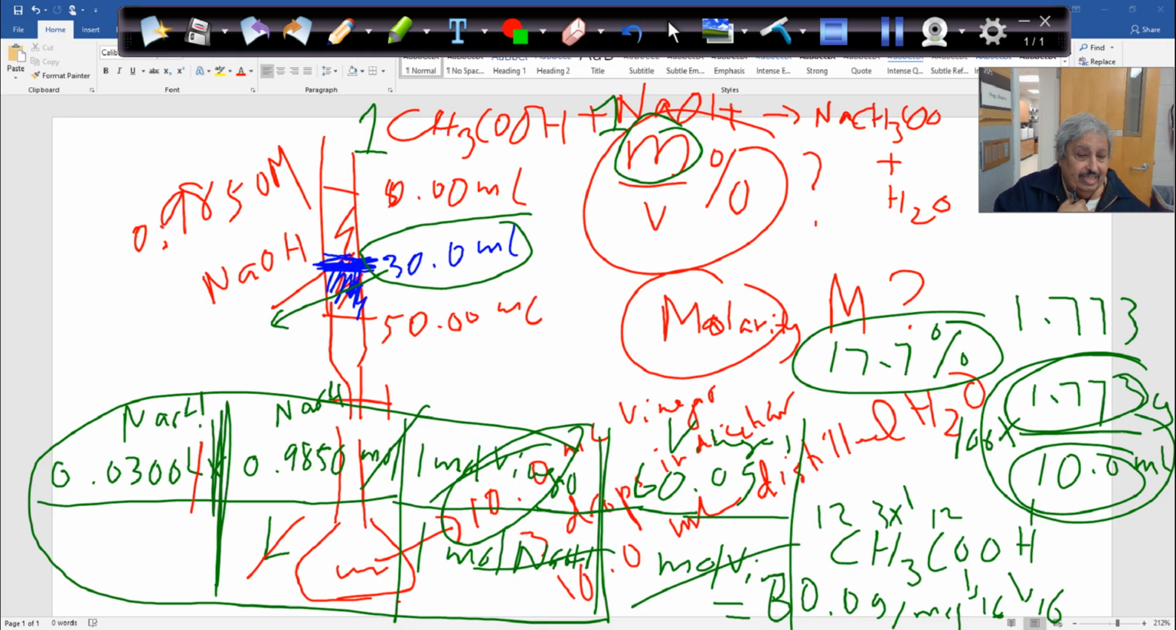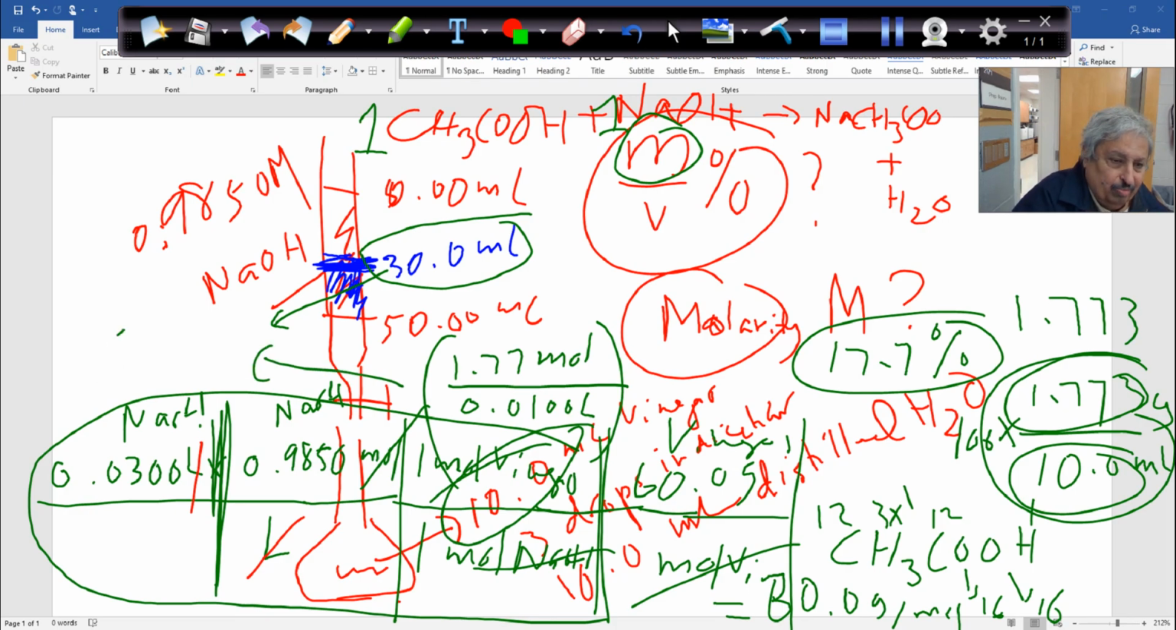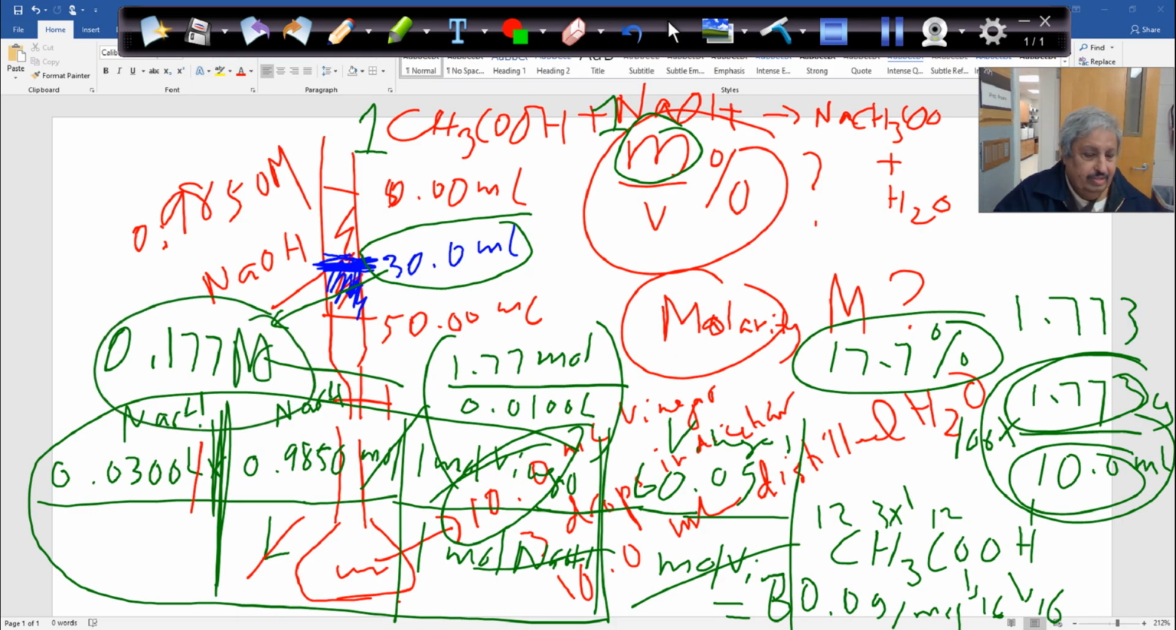This is the moles, correct? That's the moles of vinegar. Then you divide the moles, which is 1.77, by liter. The 10 mL converted into liters, 0.0100 liter. 10 milliliters is 0.01. That's mole per liter. What will the value be? 0.177, is it? The answer is, I think, 0.177. So that's the molarity, guys. That's the molarity, and this is the mass over the volume percentage.